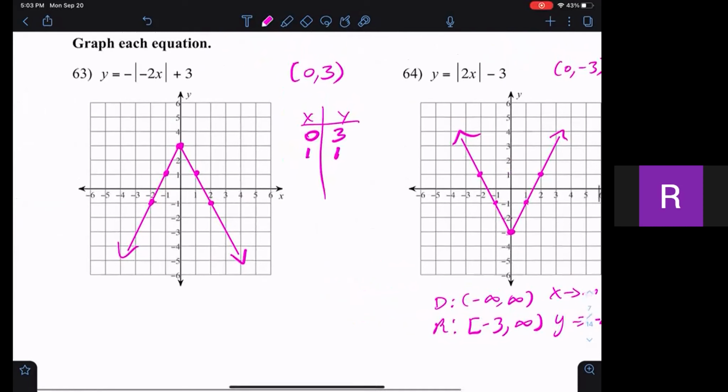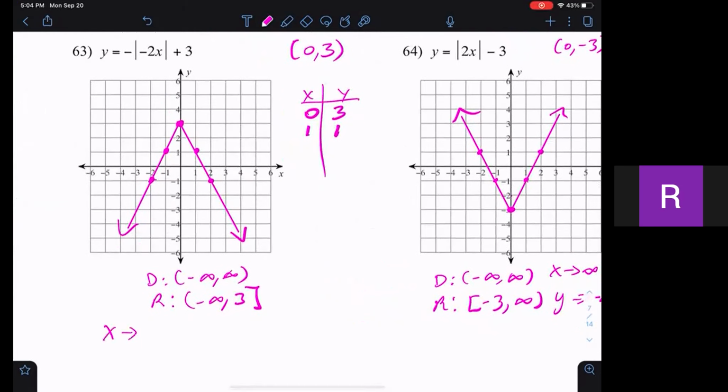And here, same thing, the domain is all real numbers. The range is from negative infinity to 3, including 3. And for end behavior, as x approaches infinity, y approaches negative infinity. And as x approaches negative infinity, y also approaches negative infinity. Okay.